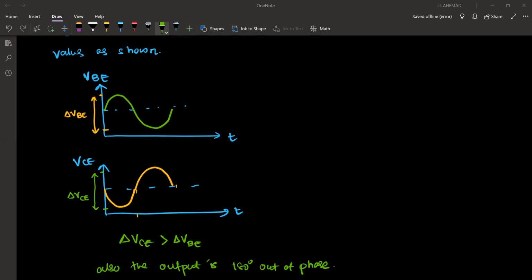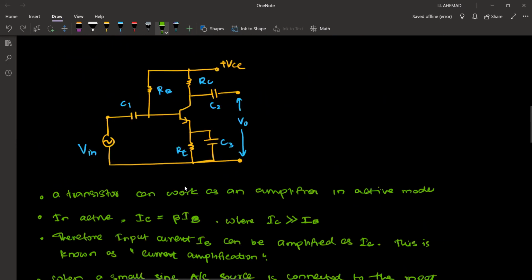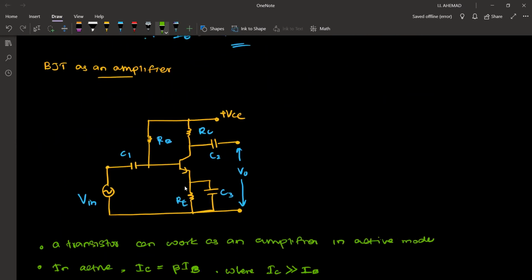So that's the idea of amplification. When we give a signal, that signal gets amplified here. If we check the input and the output, it is 180-degree out of phase. Okay.